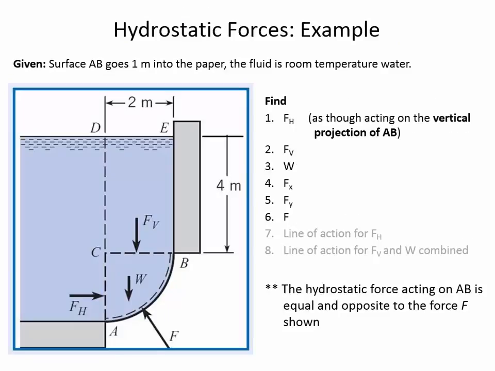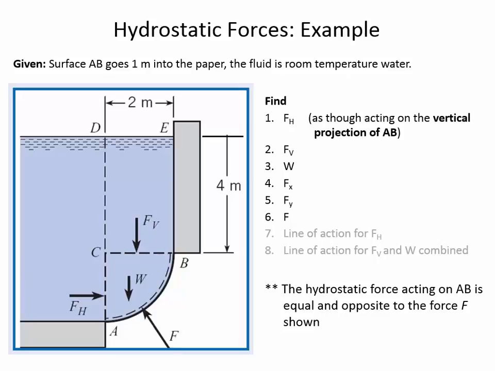Okay, so here is the example, the first one we're going to work in class today. I've already told you that the F sub V and the W are easy. It's just the weight of the water. Now, we haven't talked a lot, though, about the projection of this shape. And you need to think about the projection of that shape before you can solve step one. Step one is to find the horizontal force. And this is what it's saying here in the parentheses. It says, find the horizontal force as though that force is acting on the vertical projection of AB. All right, the vertical projection.